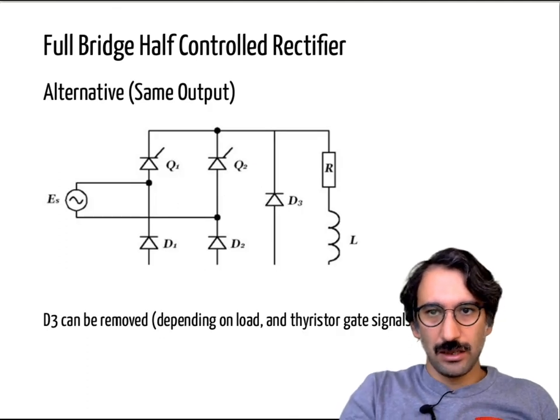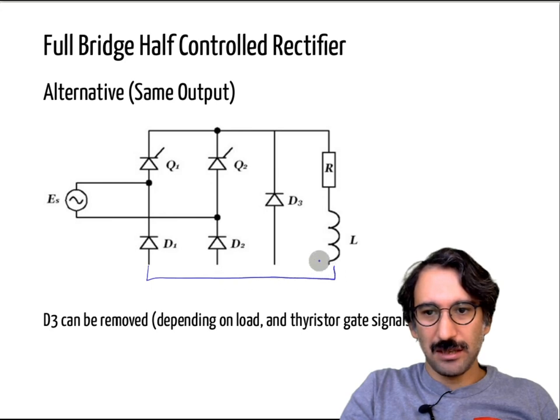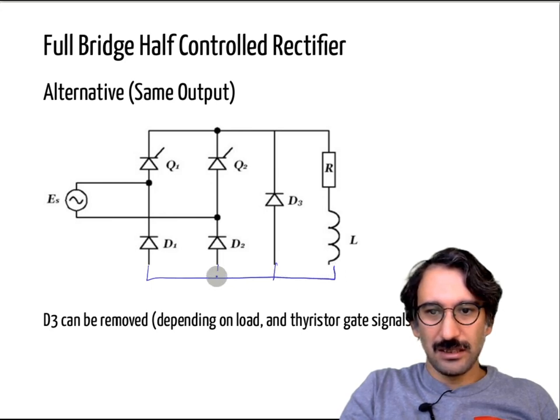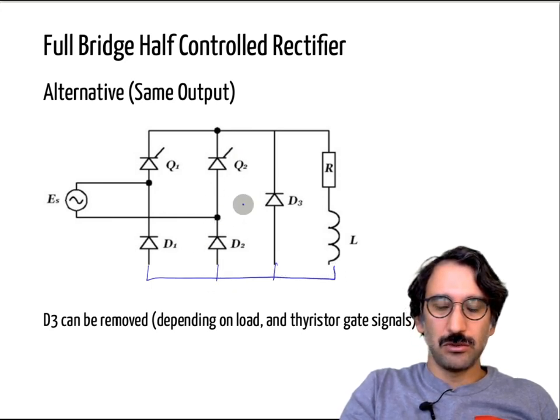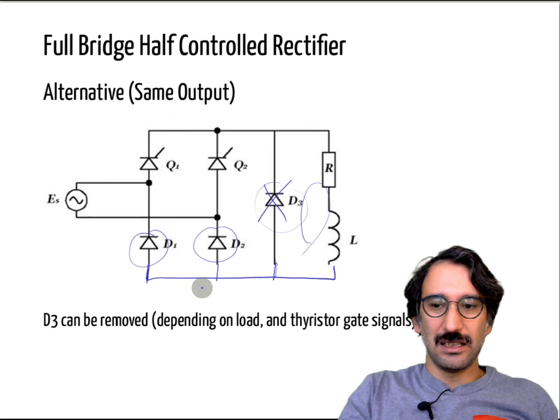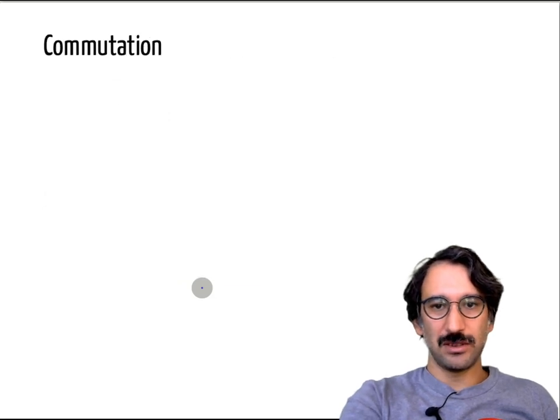I think that one is the same idea. This is another version. Instead of putting 2 diodes in series like that, you can have 2 diodes here, and either you can keep the freewheeling diode to have that path, or depending on the load, you can actually get rid of that. So this is another version of that one.